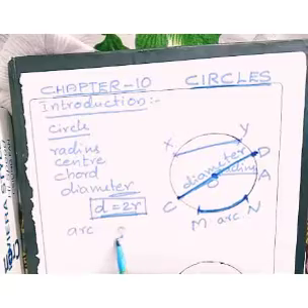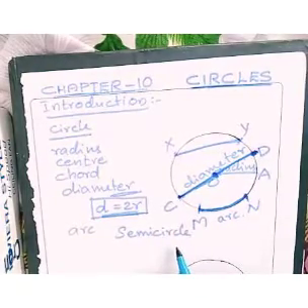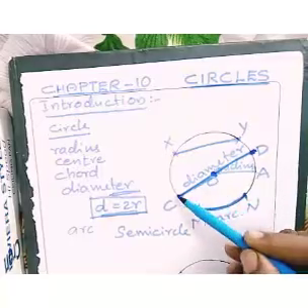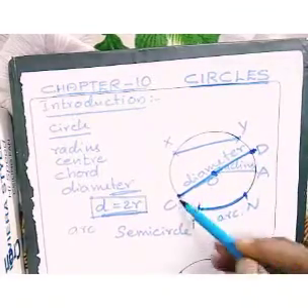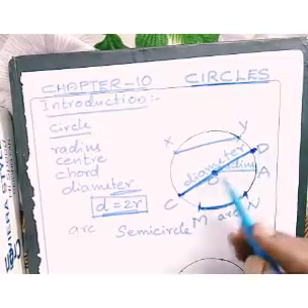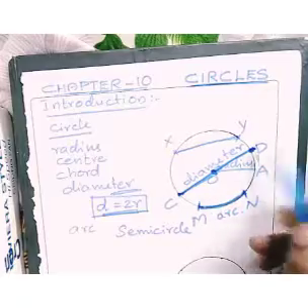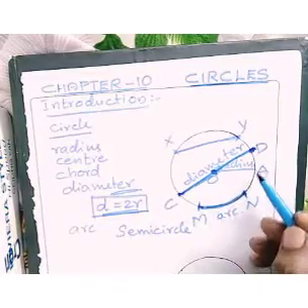Half of the circle is called a semicircle. That also you have already studied. So semicircle. This length is half of the circle. This length is also half of the circle. So diameter CD divides the circle into 2 equal parts. Both are semicircles, half of the length of the circle.